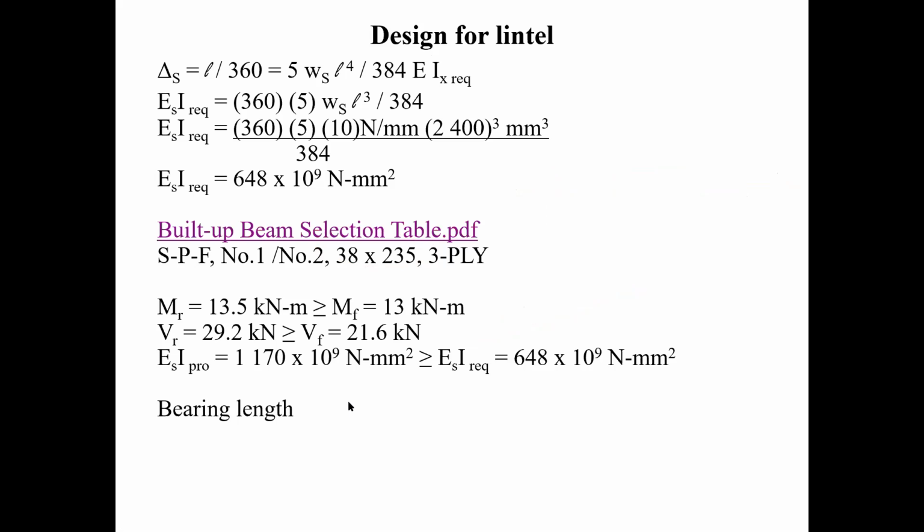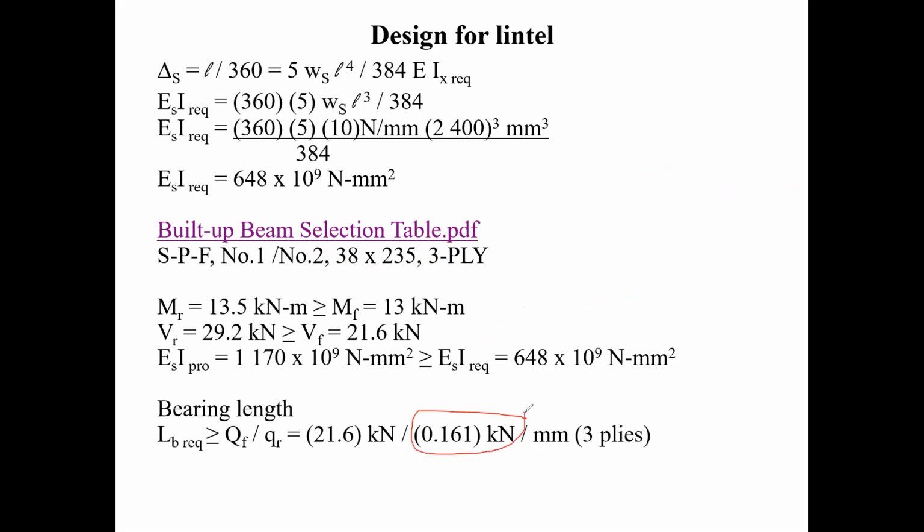Now the bearing length, just like we did for the beams: LB has to be greater than QF or a small QR. Now, I didn't go to the table, but this is the value for an SPF. It doesn't matter what grade, they're all the same. It doesn't vary with grades, but I have to remember I have a 3-ply, so therefore I can divide this. This is per ply, right? And therefore I calculate the LB required. And this is where it becomes critical, you understand? So the LB required has to be at least 45 millimeters, okay? So there we go, that's the LB required.